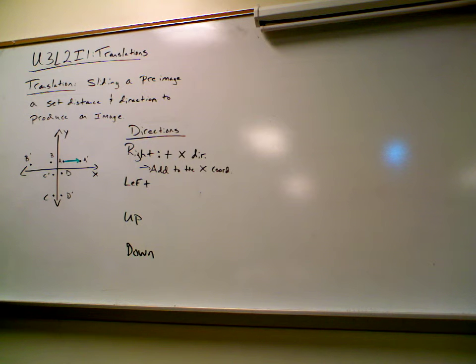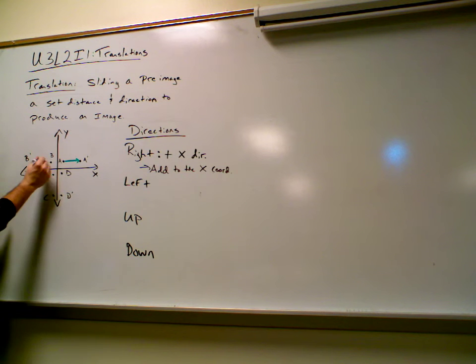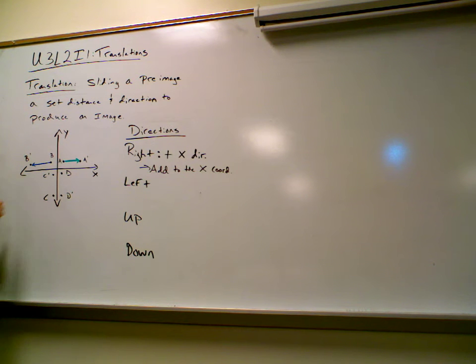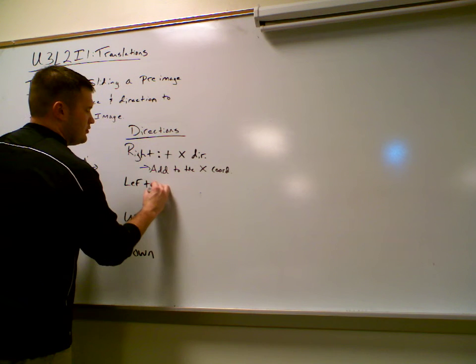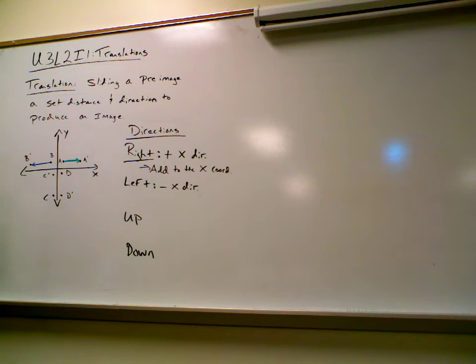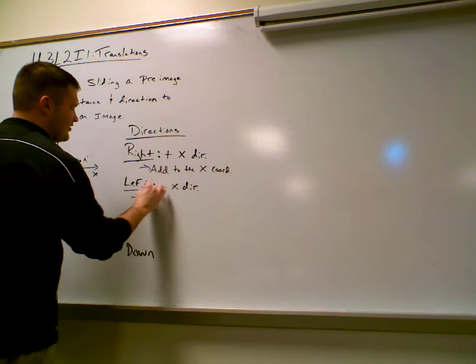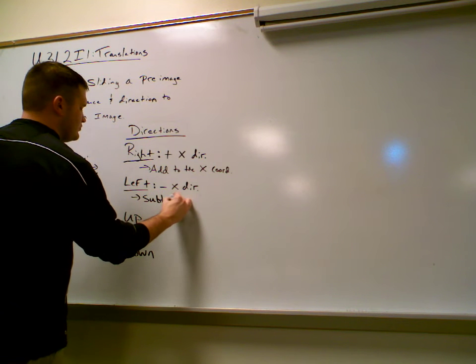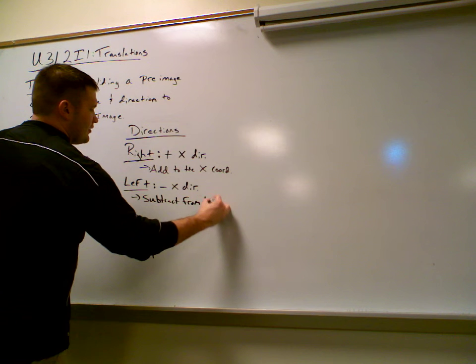Does that make sense, guys? What if I go from B to B prime? We're moving left, right? What's happening to my x values? Is it getting bigger or smaller? Smaller. So if I move to the left, I'm moving in the negative x direction. If to the right was adding, what do you think I'm going to do when I move to the left? Instead of adding, we're going to subtract from the x-coordinate.